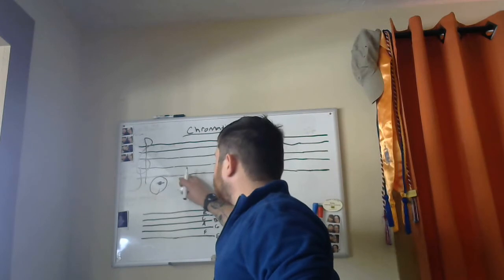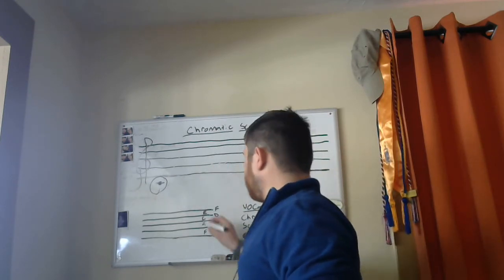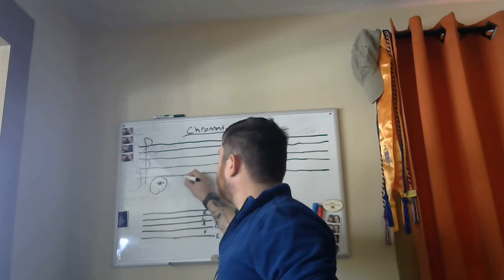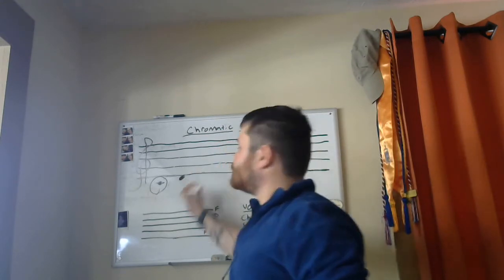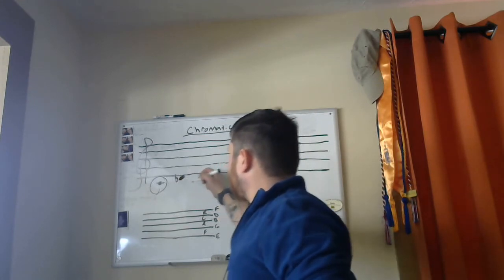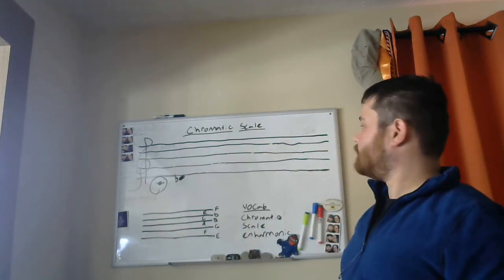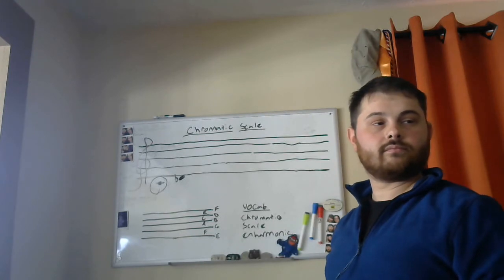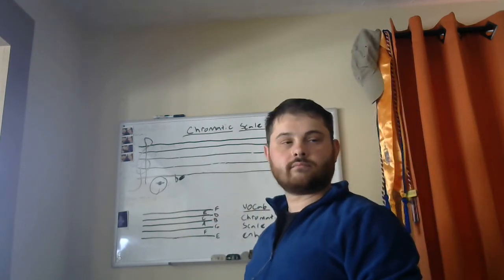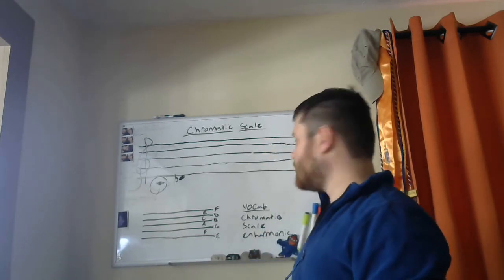Let's erase it. Let's write a D flat, which is the first space below the first line. Let's write D flat. Spelled different, looks different. Here's what it sounds like. Enharmonic.